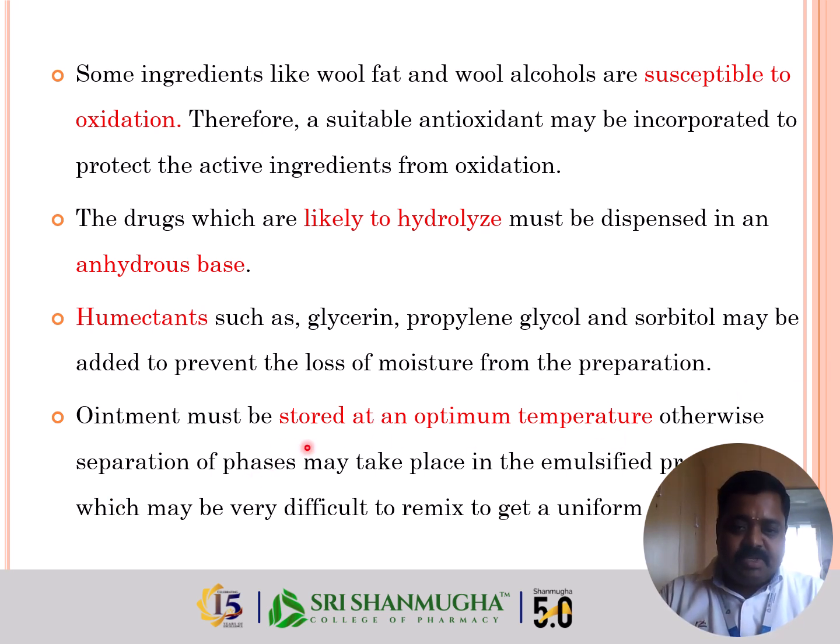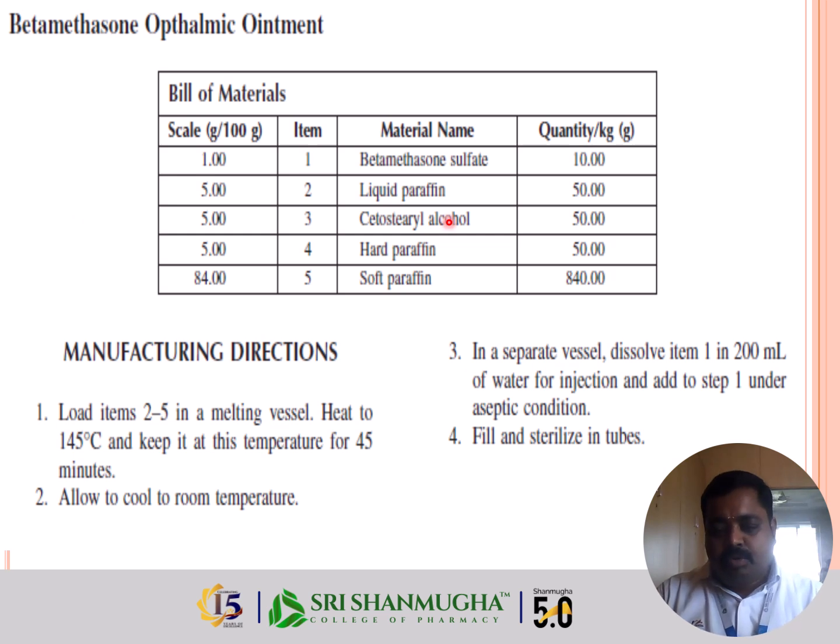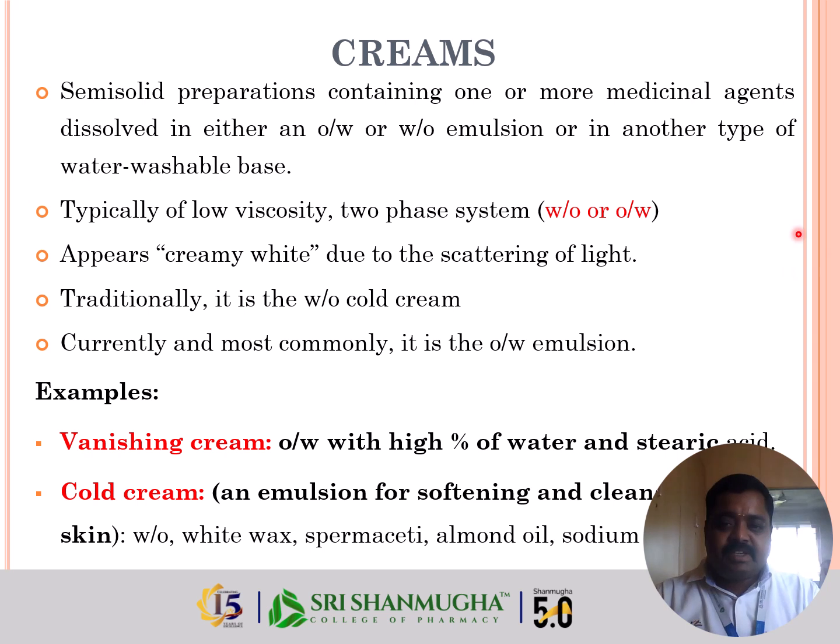Ointment must be stored at an optimum temperature, otherwise it may emulsify and need continuous remixing, and there will be difficulty in uniformity of drug distribution. So these are a few points to be focused on to avoid instability problems in ointment products. As follows, some manufacturing directions for betamethasone ophthalmic ointment have been given with the formula for the learner's reference. Next, as a continuation, we are going to discuss creams.